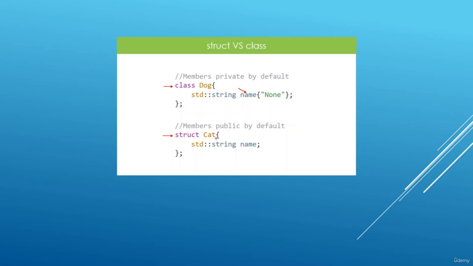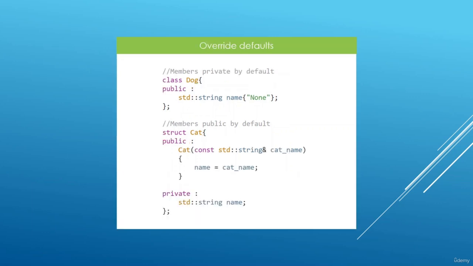But if you use struct, members are going to be public by default, and you will have direct access from the outside. This is the only difference between class and struct. Otherwise, you can use them interchangeably, and they are going to do the same things we have been seeing for classes. They really are the same things.